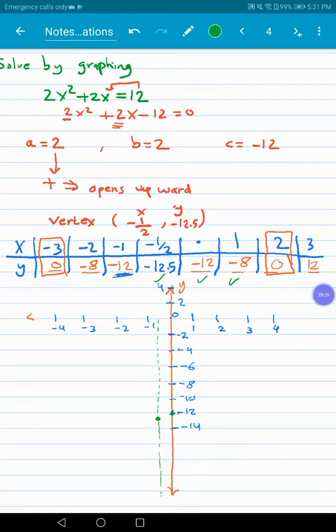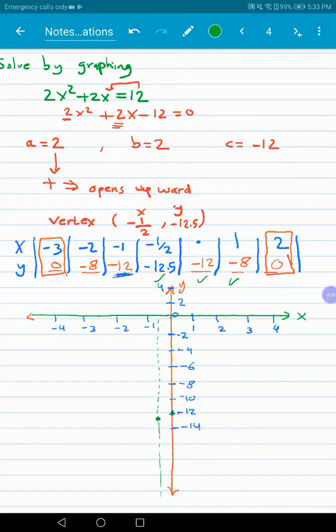Let's continue. The third point is 1 and negative 8. 1 and negative 8, it's approximately here. The third point is 2 and 0, it's here. So the graph from this side is going to be like this.